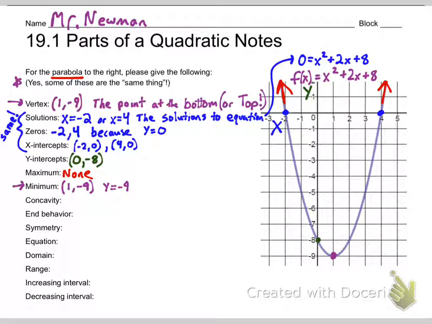You can also call the minimum just by its y value. So the minimum value you can get out of this function is -9. So y equals -9 is the minimum.